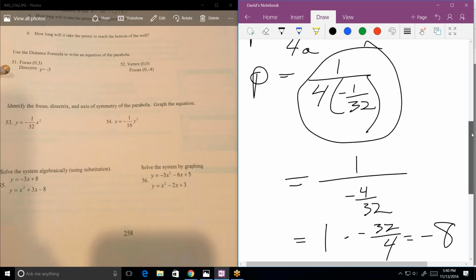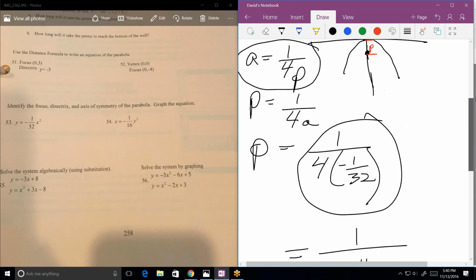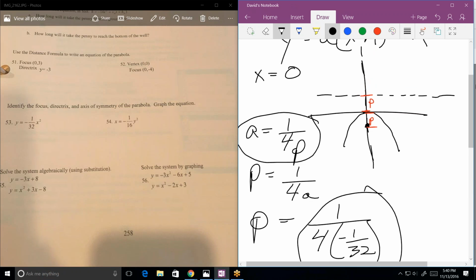And notice that this is the easiest way to solve for it, but what that tells us is that the focus is 0 comma minus 8. The y coordinate is minus 8. So what's the equation of the directrix? Y is equal to, would it just be minus 8? Look at it. Does it look right? Well, wait. It's above the x-axis, right? We're talking about this line here. It should be plus 8.